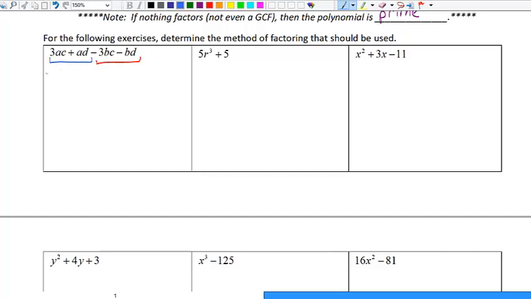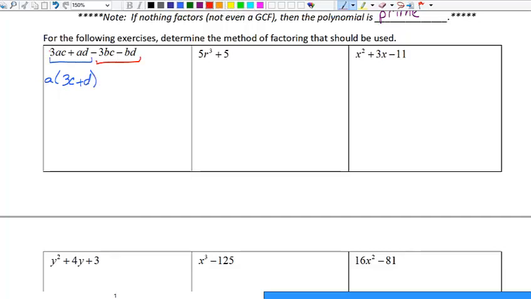So if you want to take your fingers and cover up the red group entirely and just try to focus on the blue group, then you're going to factor out anything that you can. In this case, the only thing you can factor out is an A. So I'm left with 3C plus D.